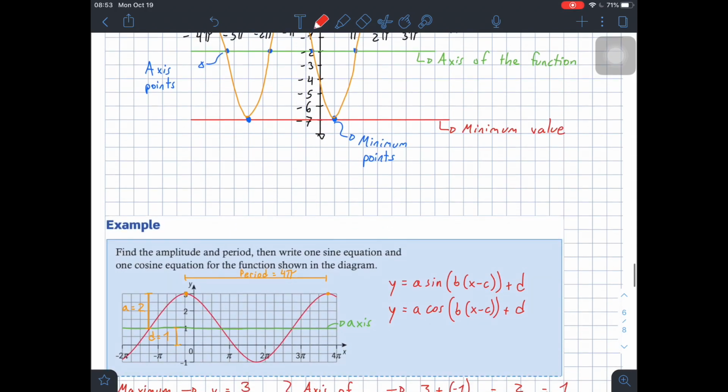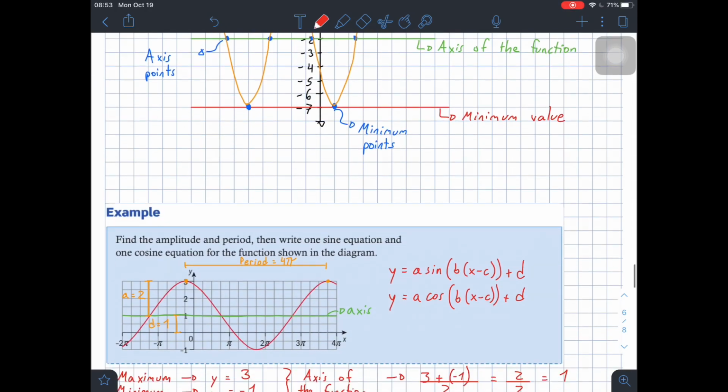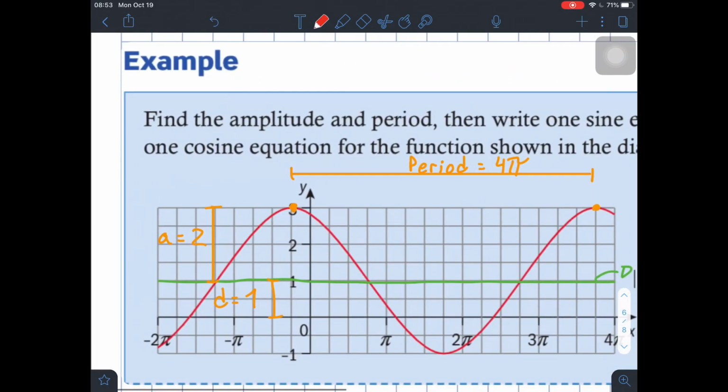Okay, so let me make the clarification here that this distance over here, from here to here, represents the value of c for the cosine function.